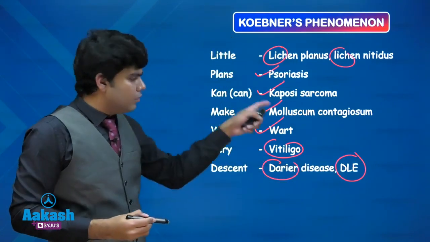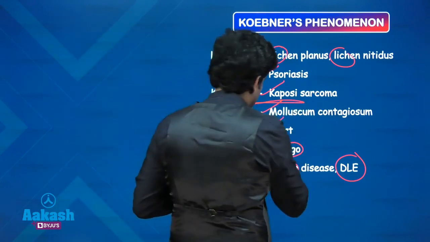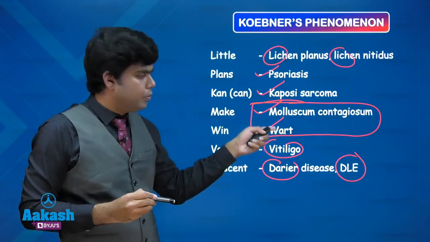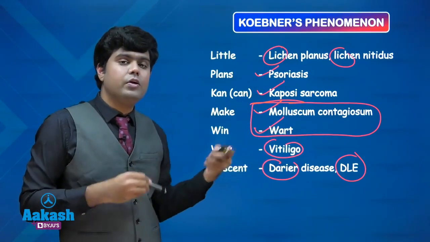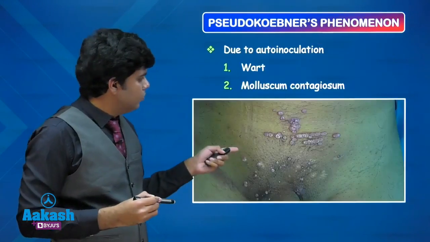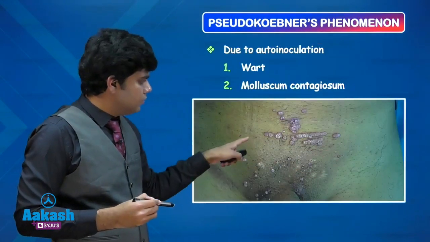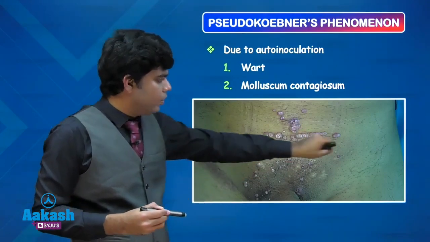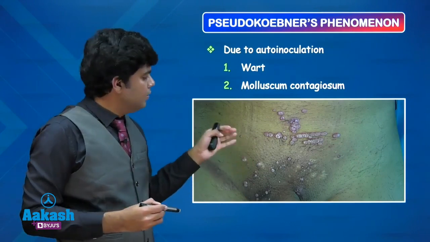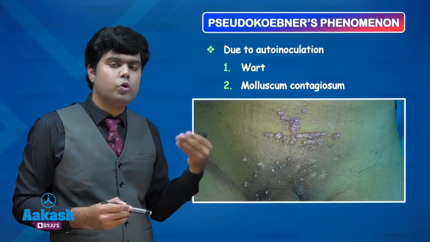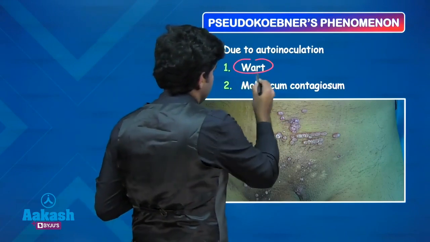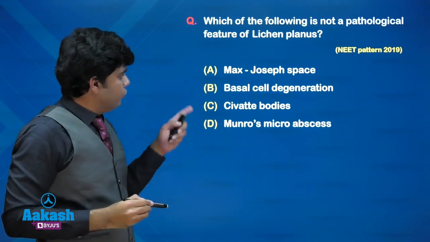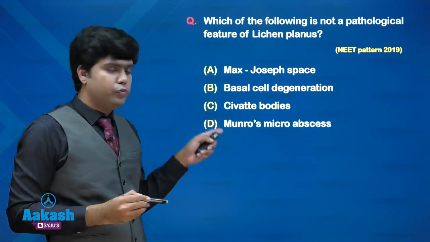lupus. So out of this, 2 are infections, and when we see Koebner's because of infection, it is not a true Koebner's, it is because of the spread of the virus. So similarly here, you can see this is a Koebner's, but this is not a true Koebner, this is pseudo Koebner because it is a case of molluscum. Because of spread from one place to another, auto inoculation, we get Koebnerization, which is a false pseudo Koebnerization. So wart and molluscum show pseudo Koebner's phenomena, right? Very important, has been asked 3 to 4 times.